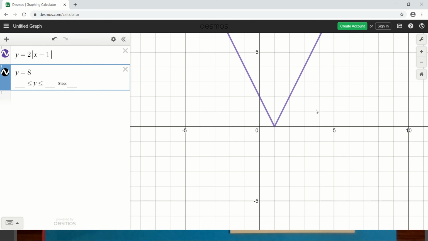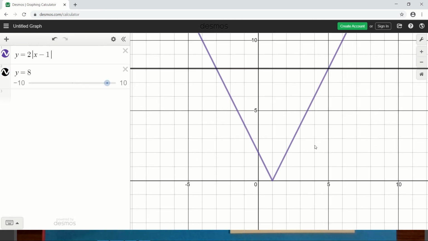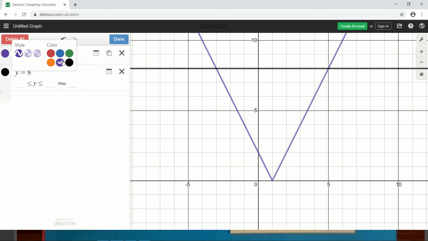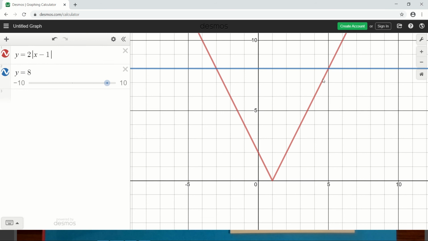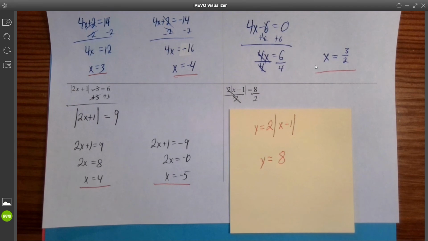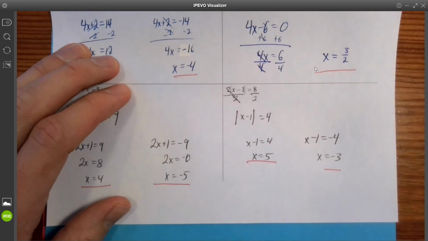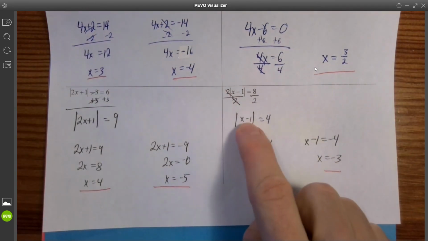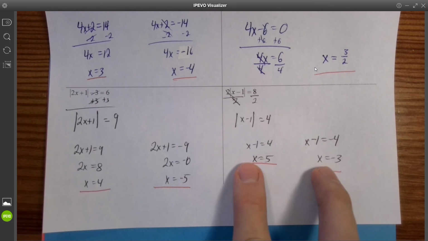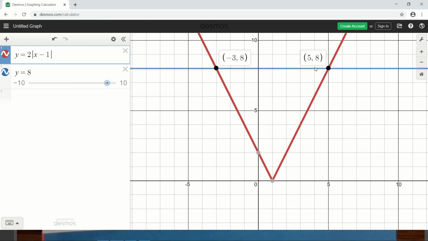And I don't see anything yet, but if I scroll around a little bit and zoom in and out, I'll see it. Let me change some colors here. I'm going to change them to red and blue. There we go. And now it's a little more obvious. They meet here. And they meet here. Now, that's a lot of information: negative 3 comma 8 and 5 comma 8, and that's great and fantastic, but they didn't ask for that. They said solve, which means tell me what x is. There's no y in this, so I just need the x values, which is negative 3 and positive 5. That's all I need, right?